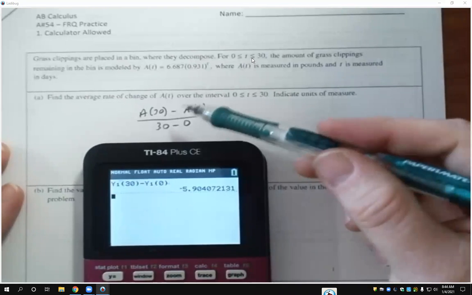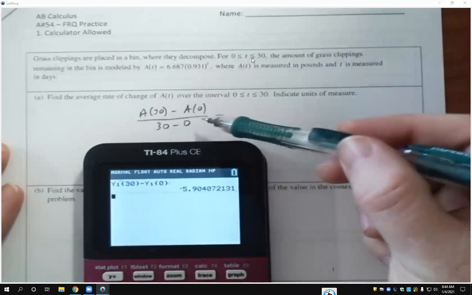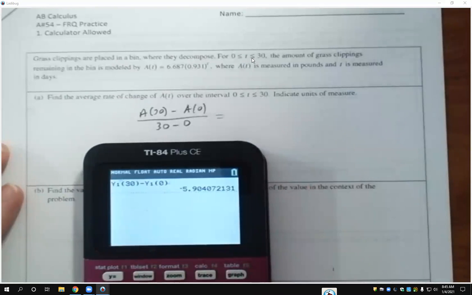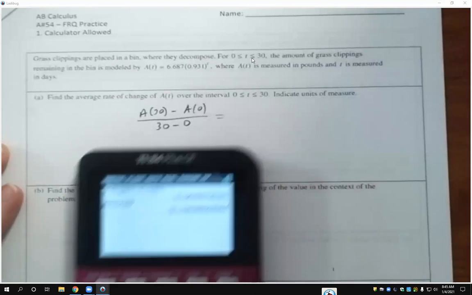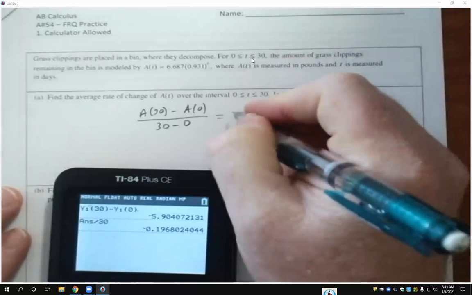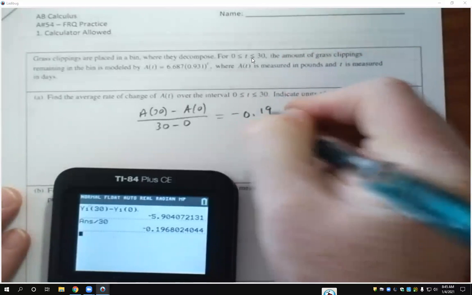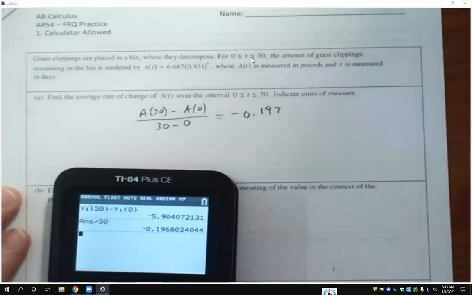But remember, that's just my numerator. So I get to divide by my denominator. I'm not going to type that in, I'm just going to say divided by 30. And that's going to equal negative 0.197 or 0.196.